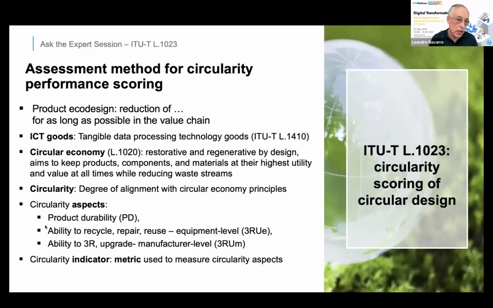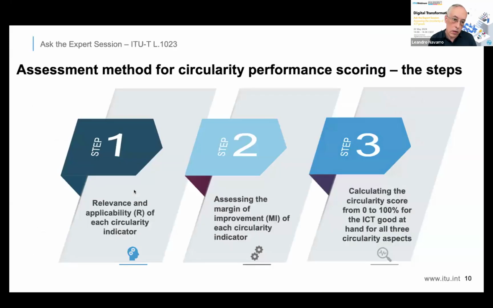For instance, as I said, eco-design is a form of design in which we try to reduce the impact. We try to keep the product as long as possible in the market. We have the definition of ICT good, the definition of circular economy, the idea of this alignment with circular economy. But basically, there are three circularity aspects, which is product durability, ability to recycle, repair, reuse in the equipment. This ability is also, from a manufacturer perspective, what infrastructure the manufacturer offers, and then some kind of indicators. So this is the main idea, or the main concepts.